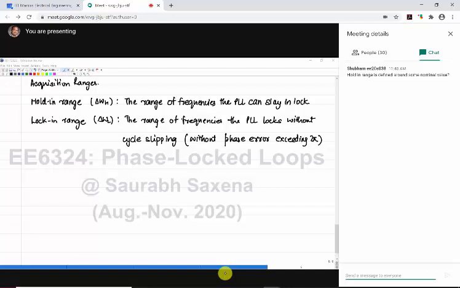There are two things. So the whole thing is this. Hold-in range is defined as the range of frequencies the PLL can stay in lock, right? So it's just like all the frequencies at which the PLL is stable. Okay, how it reaches there is not a matter of concern.